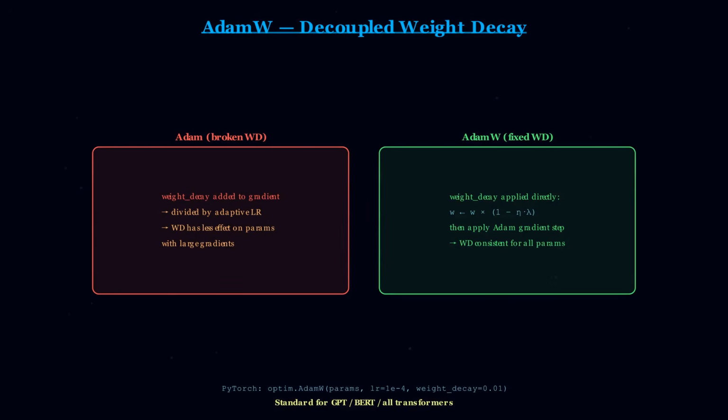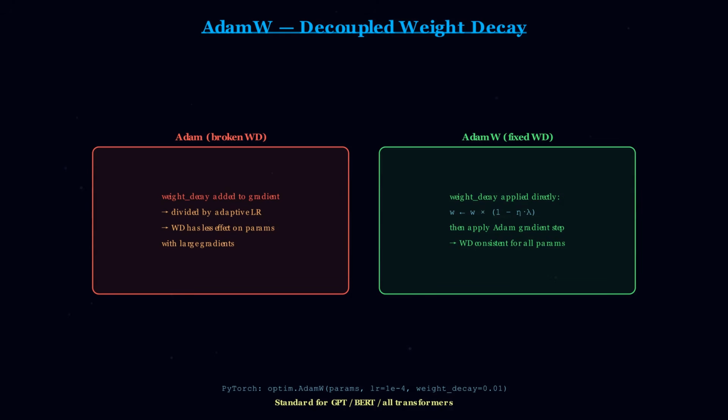AdamW, the version of Adam that large language models actually use. The problem with Adam: weight decay is typically implemented by adding a regularization term to the loss, L2 regularization. But in Adam, this regularization gradient gets divided by the adaptive learning rate estimate, which effectively reduces its impact on parameters with large gradients. AdamW fixes this by decoupling weight decay from the gradient update. Instead of adding weight decay to the gradient before the Adam update, it applies weight decay directly to the weights.